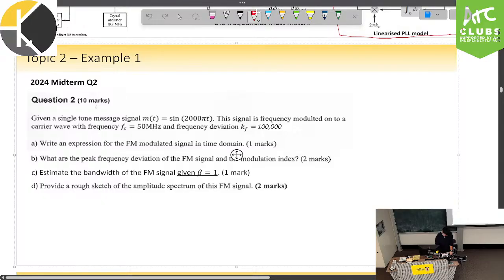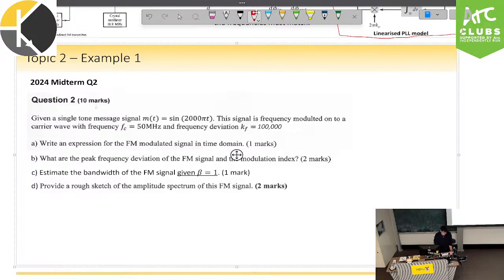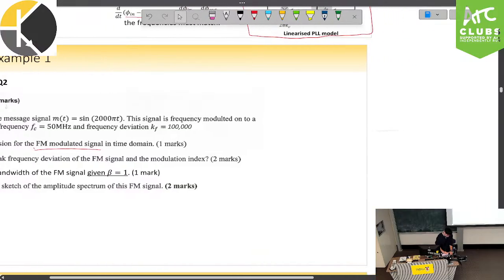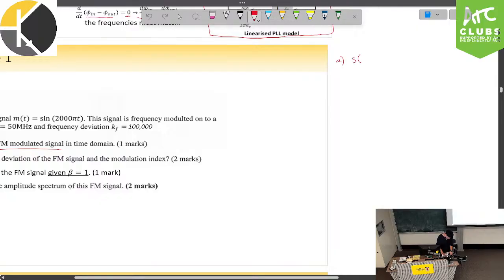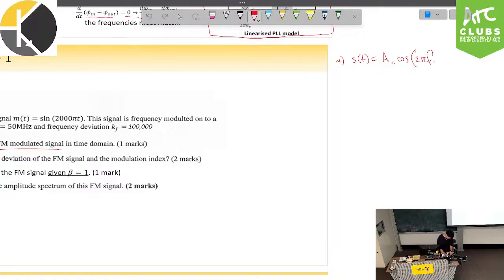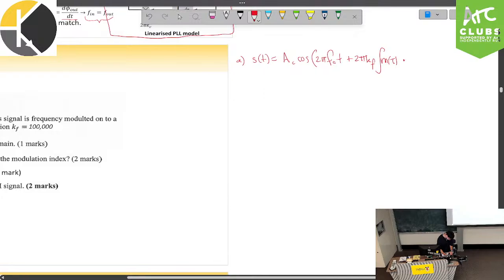Cool. So given a single tone message signal m(t) = sin(2000πt), this signal is frequency modulated onto a carrier wave with frequency fc of 50 megahertz and a frequency deviation of kf equals 100,000. We are first asked to express the FM modulated signal in the time domain. So if we recall, for an FM signal, we would have this form, Ac cos(2πfct + 2πkf ∫m(τ) dτ).